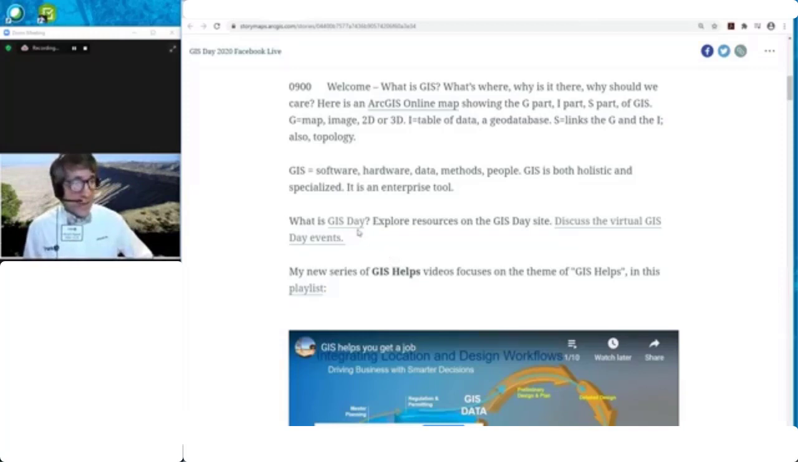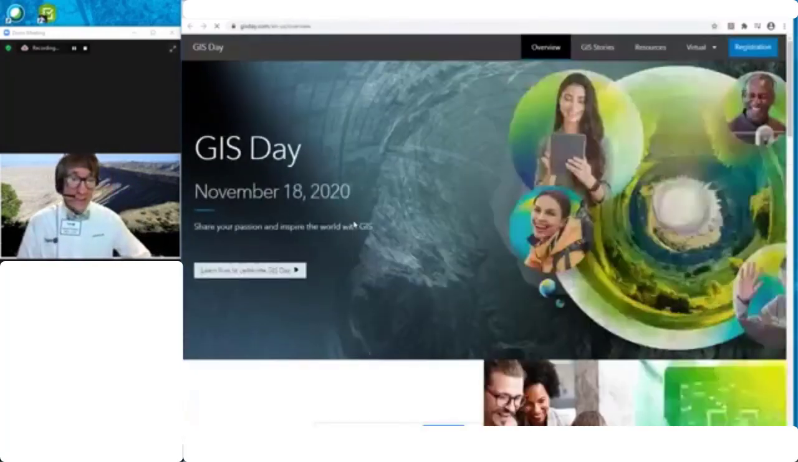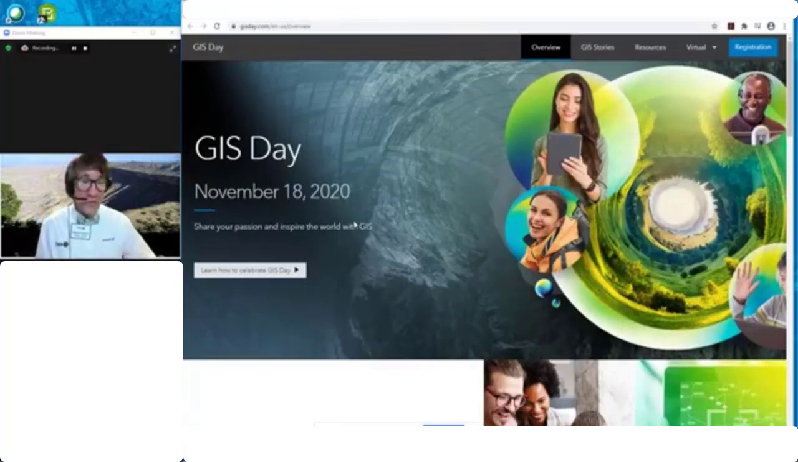Now, GIS Day is a celebration that's been happening since 1999. So today marks the 21st GIS Day, actually, so it's pretty exciting.